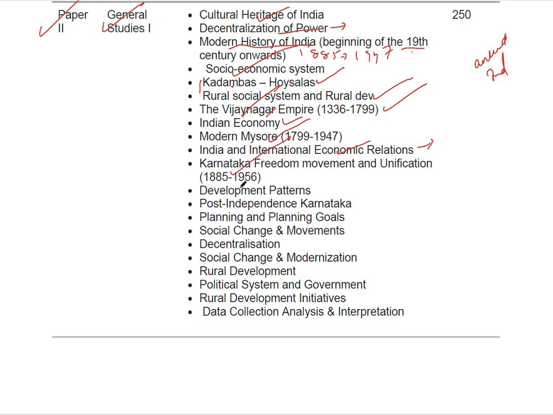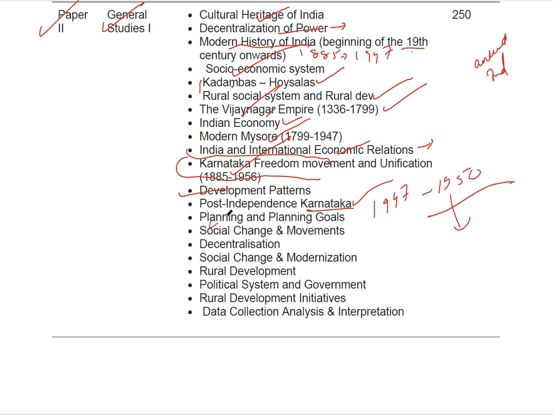Karnataka freedom movement, unification. This is very important. You see, in maximum exams, these questions do come. Then, what has been the development pattern of both India as well as Karnataka post independence? So see here, post independence Karnataka, that means after 1947 or 1950, once we got our constitution, what were the challenges and how did we get the growth in post independence Karnataka?